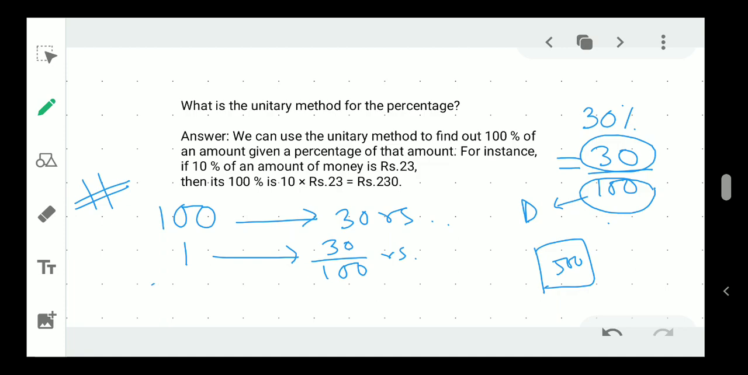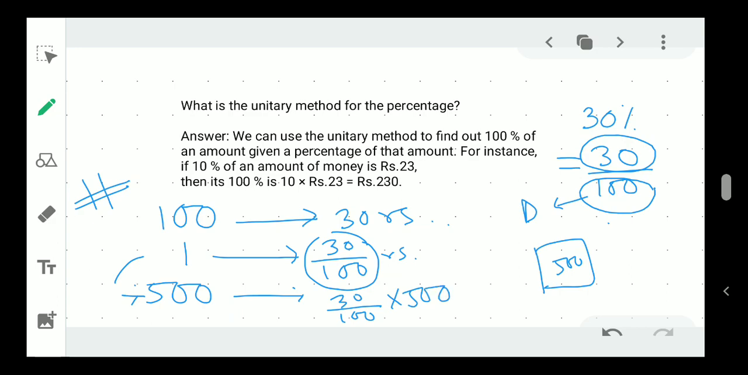Then I can find out that if 500 rupees is the price of my toy, I have to pay this multiplied by 500, because now I am going from 1 to some value. So that will be this into 500. So this and this are gone. So I have to pay only 150 rupees. So this is another application of the unitary method, that whenever you go to any mall, you can easily find out the discount, how much you have to pay, and all of these things.